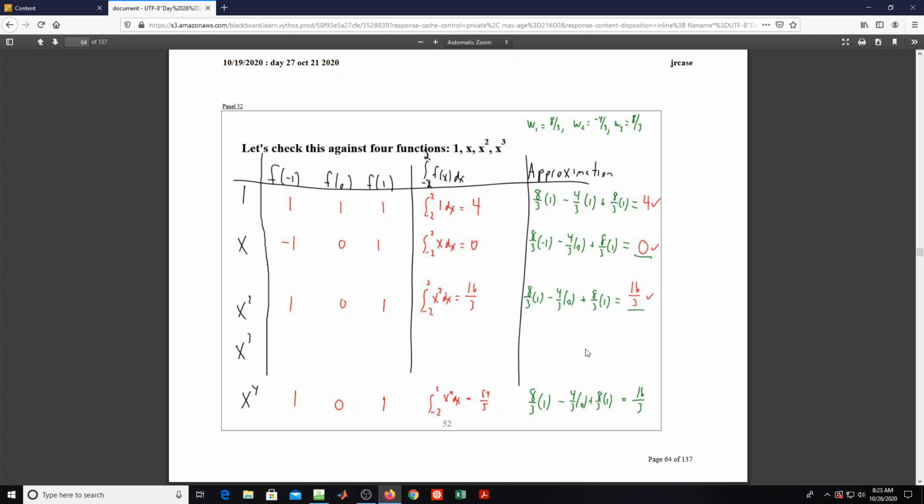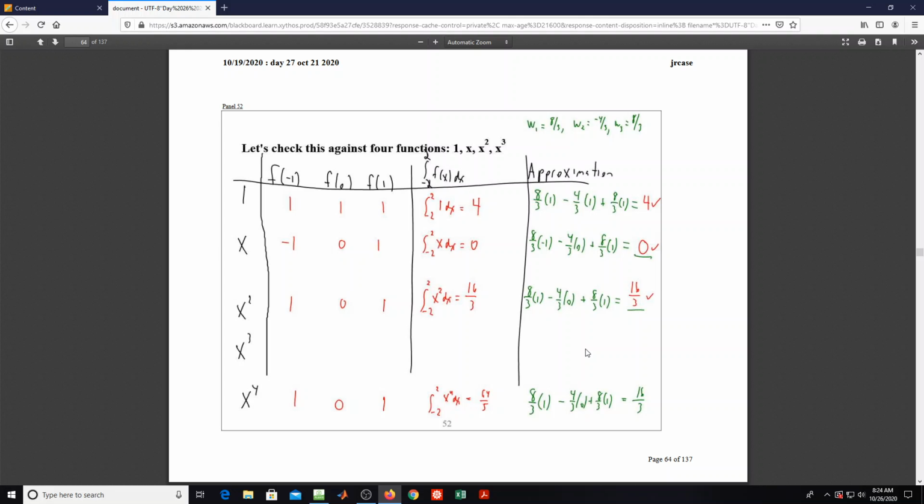F of 0 is 0 and 1. Well, so we already did this story before. We get 0. And if you integrate x cubed over the subinterval, you get 0 again because it's an odd function. So it checks up to x to the third.